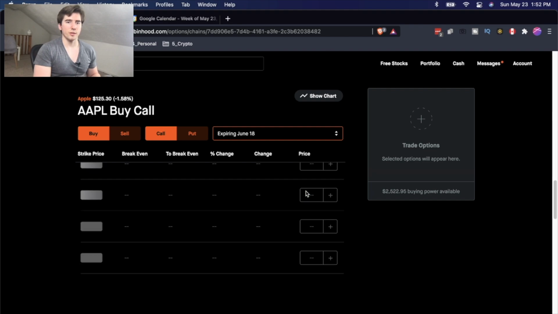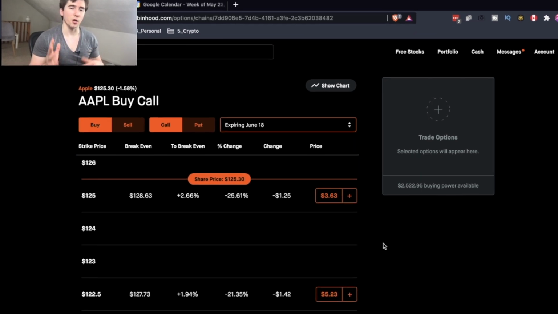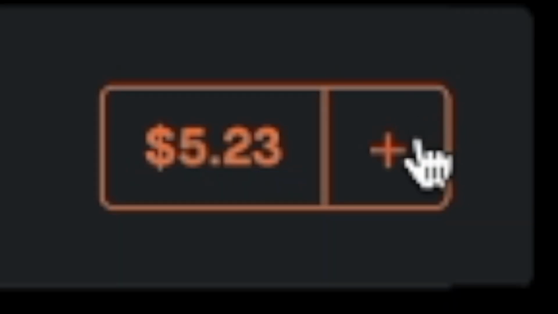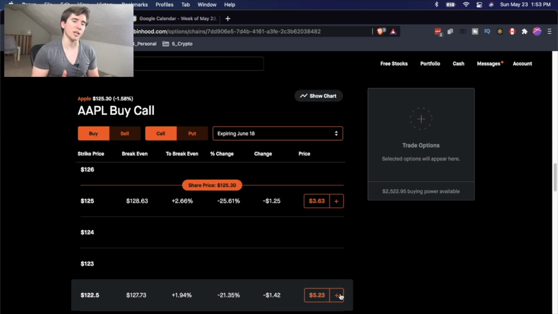So we're going to scroll down the option chain, and I think a good option to buy right now would be the 122.50 call option. That's going for $523 of premium. So we would pay $523 to open this trade. And if we're wrong about Apple and it's below $122.50 by our expiration date, we're going to be losing that $523. But if we're right about this and it's above $122.50, we might be making a profit.